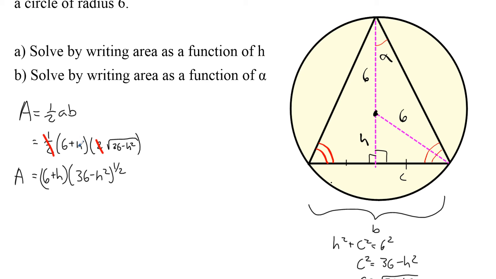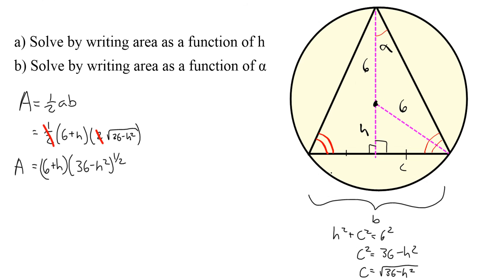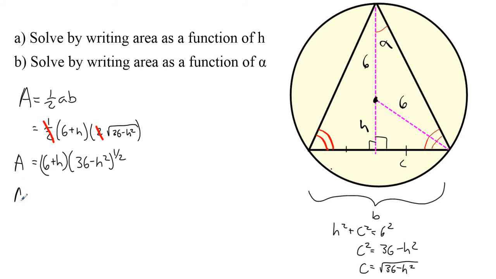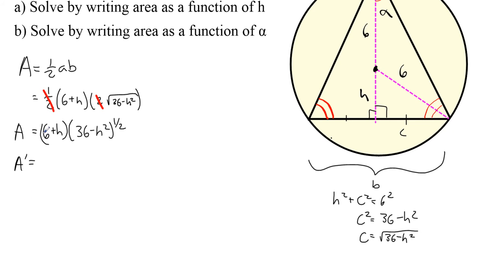Okay, we're good. So where do maximums and minimums occur? Well, they occur where there are critical numbers. So let's take the derivative of this thing. We have a product of two functions, and one of those functions is a composition of two functions, so we're going to have to do both the product rule and the chain rule. The derivative of 6 plus h with respect to h is just 1. And then we would leave the second function alone, so 36 minus h squared to the 1/2 power, plus, now we would leave the first function alone, which would be 6 plus h, and then multiply that by the derivative of this second function.